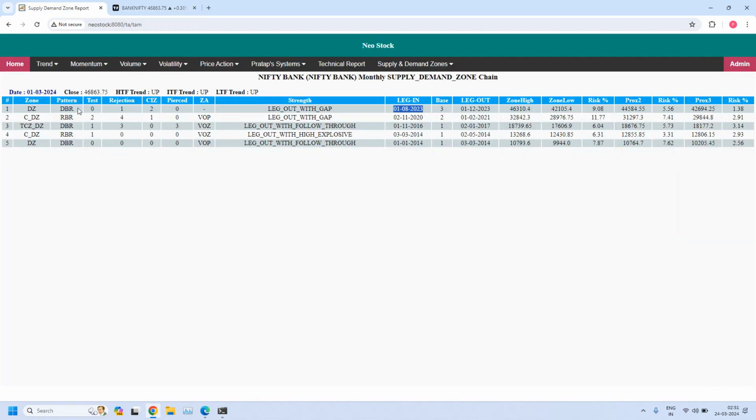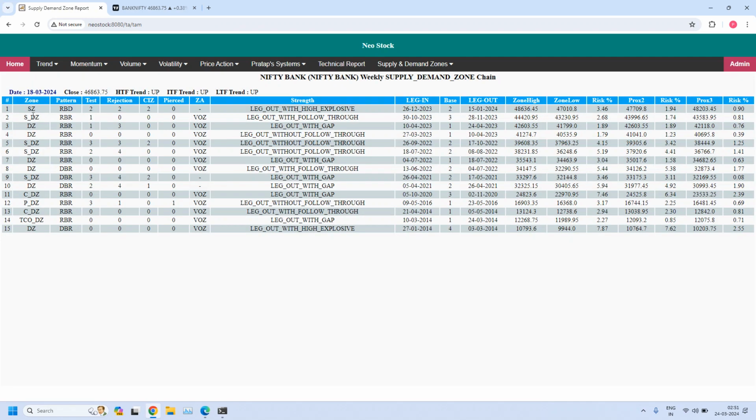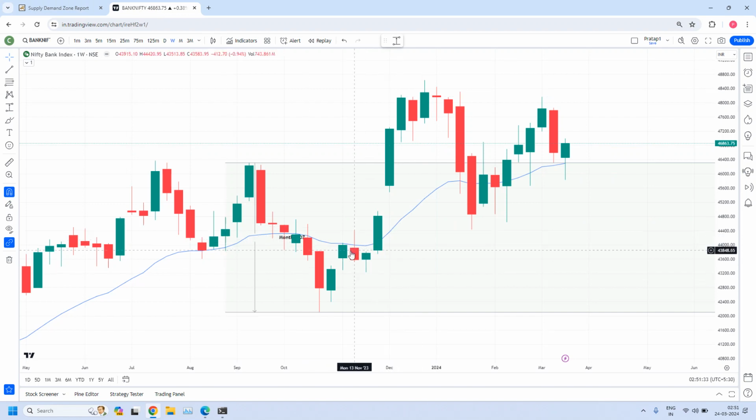And let us generate the supply demand zone chain for weekly time frame. So I am changing the time frame to weekly and I am generating the supply demand zone chain for weekly time frame. Okay, now the zones are ready. The most recent zone is we have a leg-in candle on 26th December and we have 2 base candles. Let us draw.